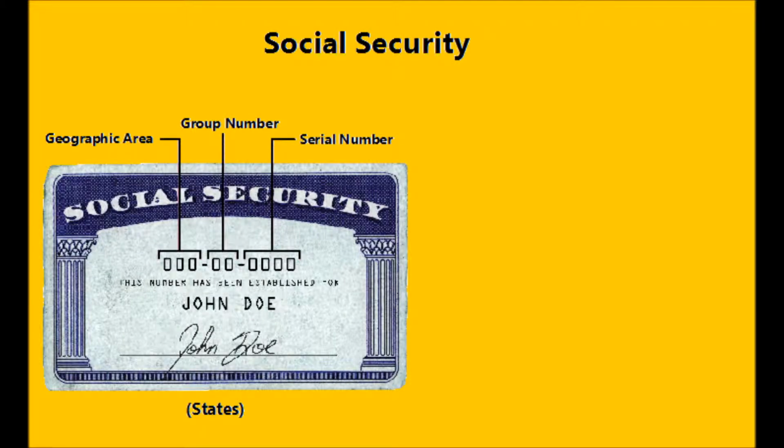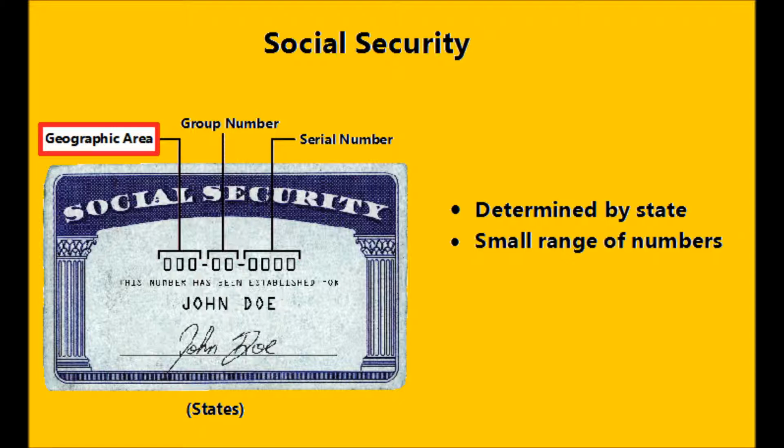The first step to understanding how identity theft works is to understand how Social Security works. The geographic area is the first 3 digits of your Social Security number. This is determined by the state you are born in. These are a small range of numbers. For instance, people born in Michigan had the first 3 digits of their Social Security number between 362 and 386.